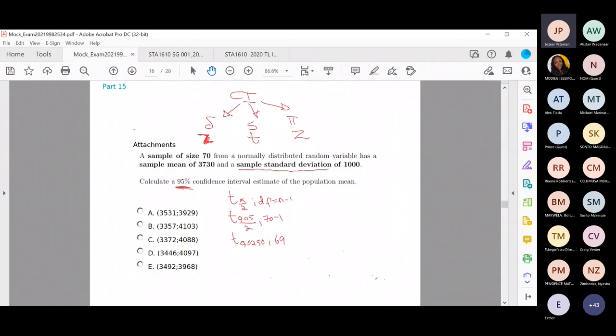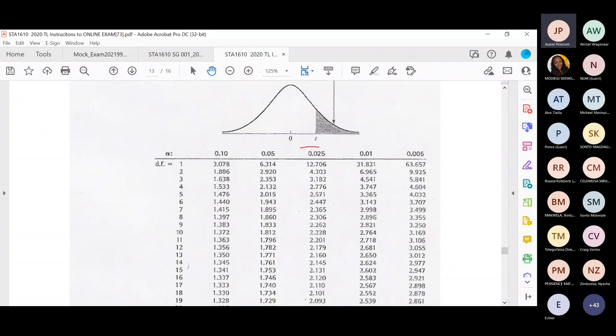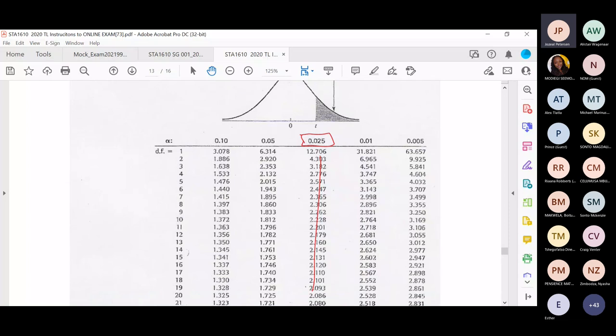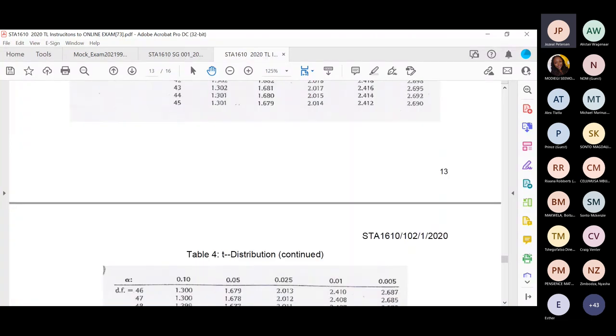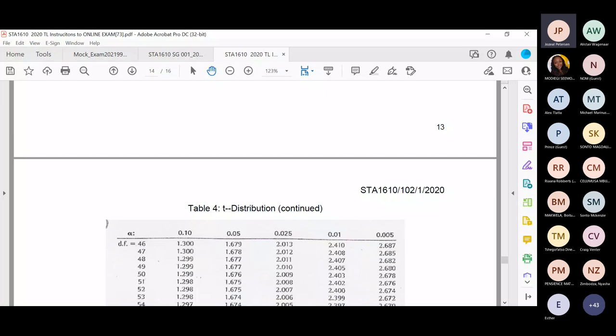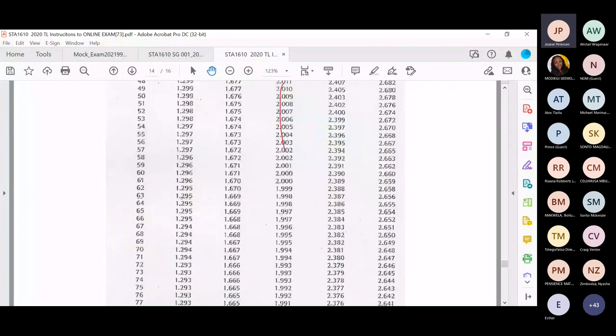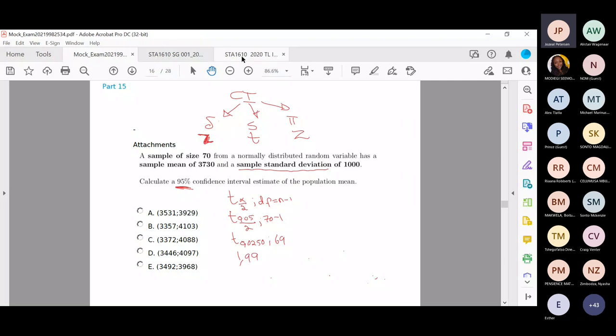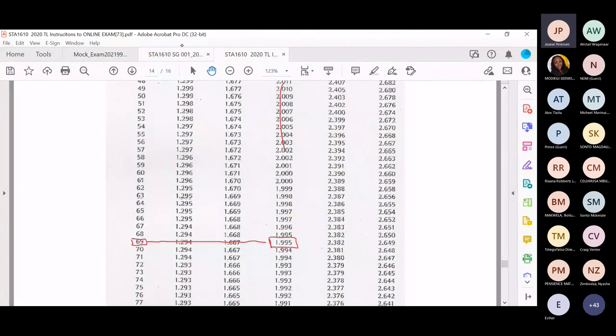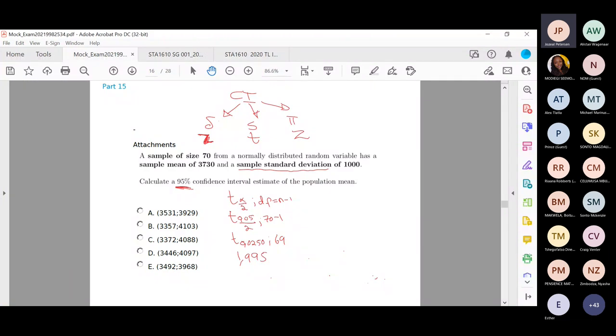So we go and find our alpha divided by 2, which was 0.025, and we look for 69. I want to remember that column. On the next page we're looking for 69, and where they both meet is 1.995. That is our critical value. That's not the answer we're looking for. We need to calculate the confidence interval.